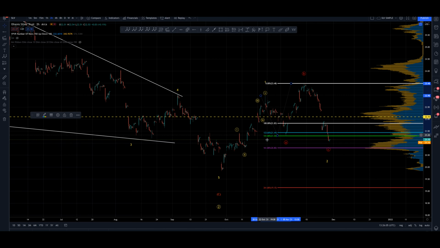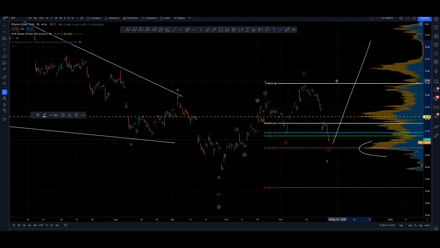Through the 123.6, through the 130.18, closing in on the 61.8, which is exactly at the peak of the volume here in the volume profile. Maybe push a little lower, make an extreme C, and then bounce and get moving.